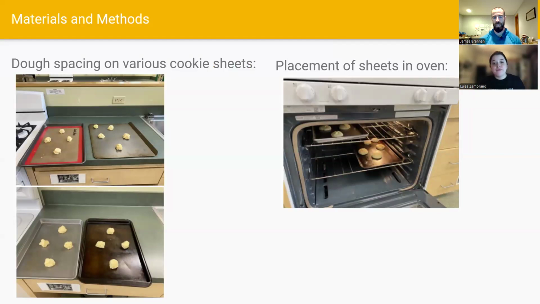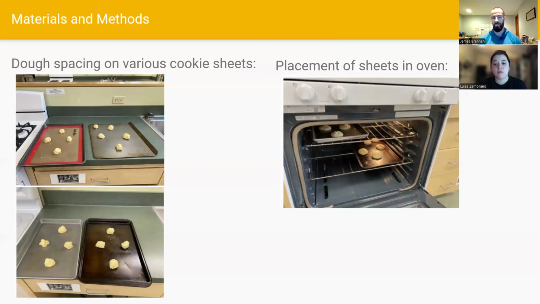There were some pictures taken of how this experiment was actually carried out. So we can see on the left side how the dough was spaced on the different cookie sheets. It was 4 or 5 cookies of each type within various combinations. And we can see how they were laid out, different pans spaced out accordingly.